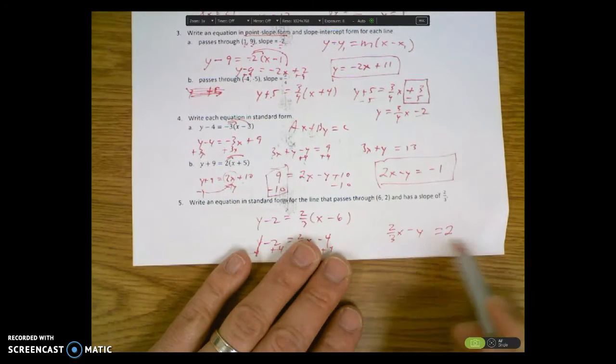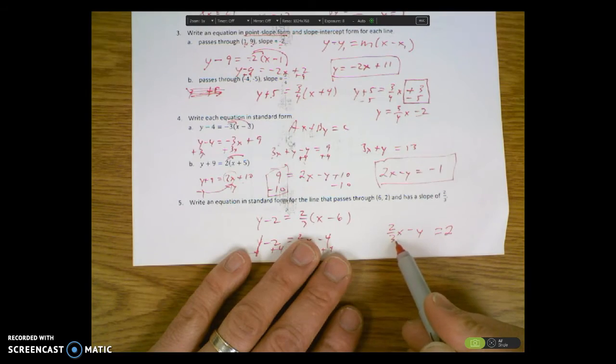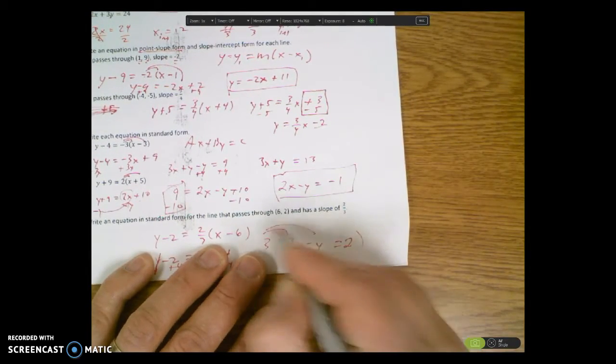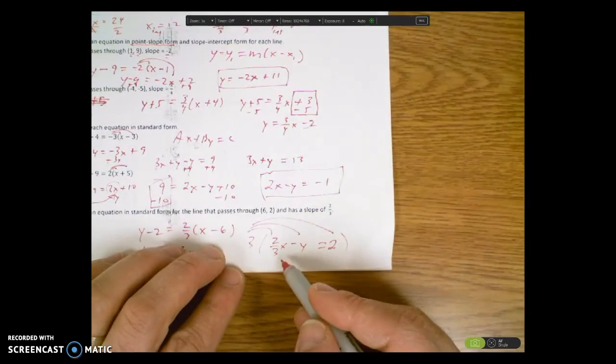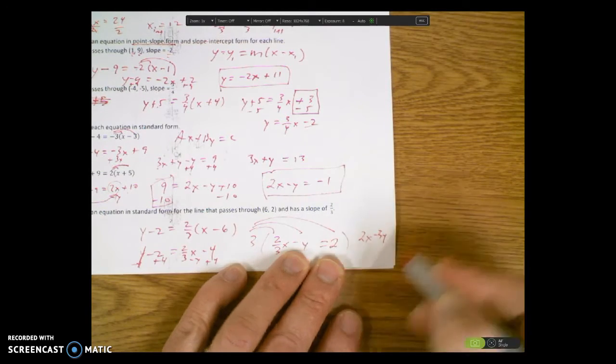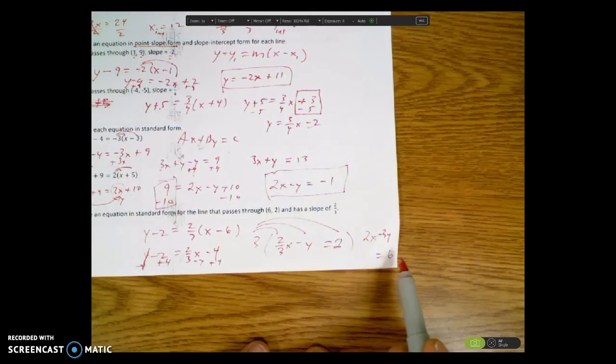All right. Now I got to get rid of that 3, and all I have to do is multiply everything by 3, and that will get rid of that denominator. So I'm going to multiply everything by 3. Okay. And 2/3 of 3 is 2. Minus 3y, I'm going to run it home, equals 6. 2x minus 3y equals 6, and that was number 5.